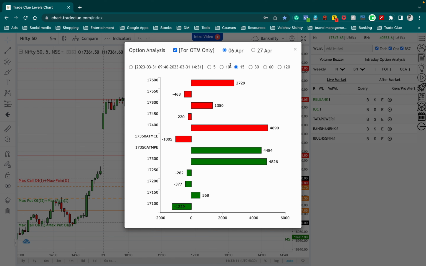So the most important thing is I need to understand what the OI data is suggesting to me in the last 15 minutes. So in the last 15 minutes, as you can see, 17,400 is a good resistance zone. Similarly, 17,300 is a good support zone.